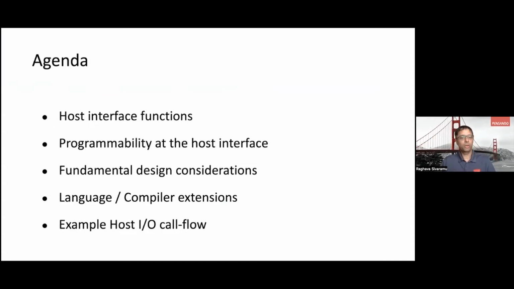We'll start with talking about what are some of the host interface functions or the use cases that are interesting to us and what we have actually looked into addressing in our product. And then we'll talk about some of the case for programmability at the host interface. Why do we need programmability, and also how you go about implementing a programmable solution. So some of the fundamental design considerations that we have taken into account to come up with an architecture to solve it specifically on the host messaging interface. And then we'll also talk about some of the language and compiler extensions that we had to do to address these needs in our implementation. And in the end we'll close out with an example host IO call flow, taking a use case of an NVMe over Fabric TCP IO sequence.